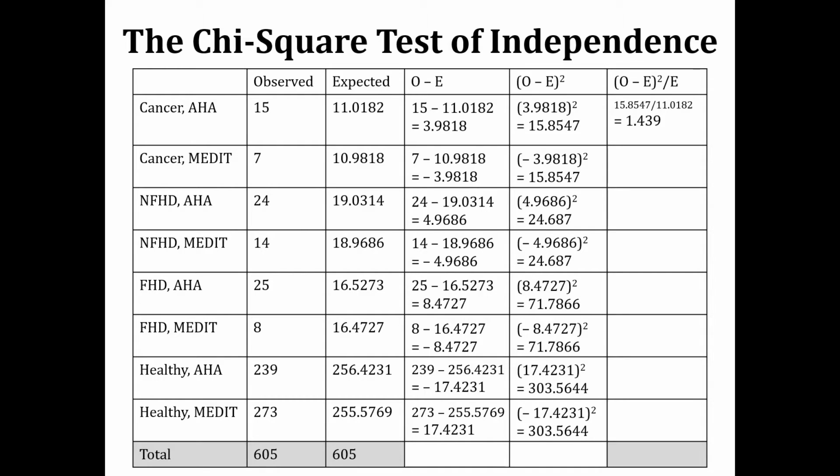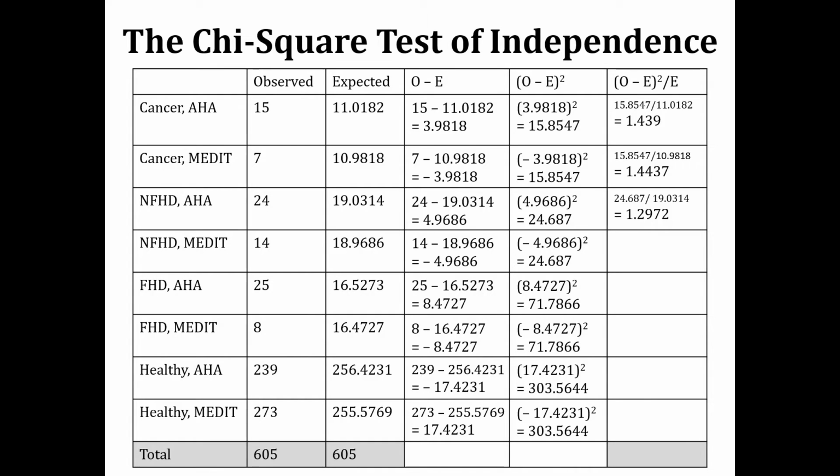So 15.8547, which is the square of difference between observed and expected frequency of cancer AHA, is divided by the expected frequency of the same cell, which is cancer AHA, and the result is 1.439. Now we do the calculation for the next one. This is 15.8547, which is the square of difference between the observed and expected frequency of cancer cases on Mediterranean diet, and it is divided by the expected frequency of the same cell, and this is 1.4437.